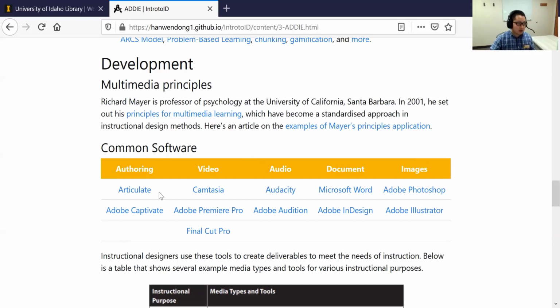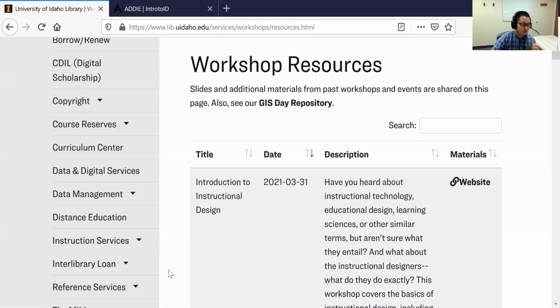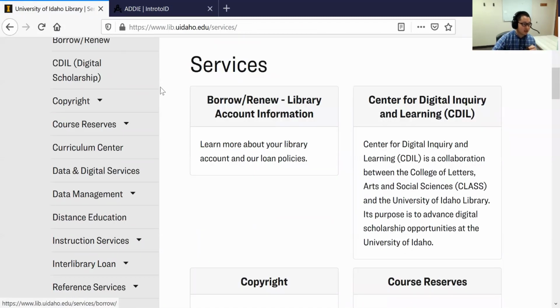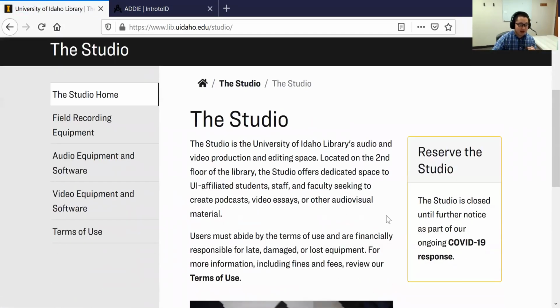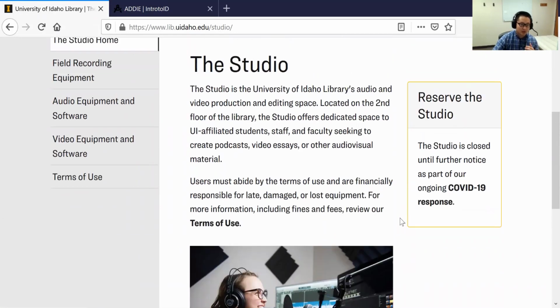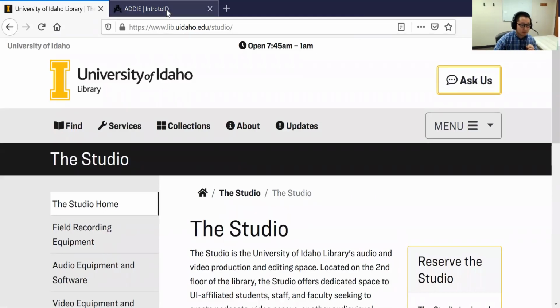All these software, besides the things listed under authoring, we have them installed on the machine in the studio. For folks who are not familiar with the space, on the library's main web page under services, there's the studio. We have an audio visual production room for any U of I students, faculty, and staff to use. This semester we are temporarily closed, but I manage the space. If you have any use for the space, feel free to let me know, and I will give you access. Hopefully we can reopen the space next semester.